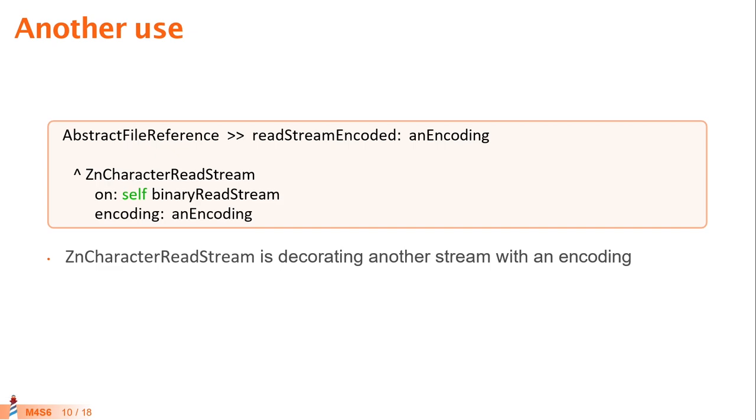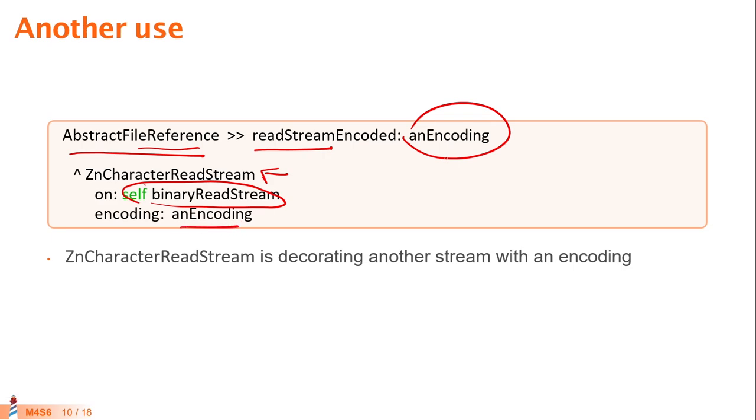So here, for example, there is another example in the file reference class. Every time that we want to read a file in Pharo, we're going to ask the file for a stream, a read stream, with an encoding. Dynamically, the file reference will decide to create a binary read stream and to wrap it with a new character decorator using the encoding that we asked as parameter. So dynamically, it is the file reference that is deciding to create and wrap the binary read stream.